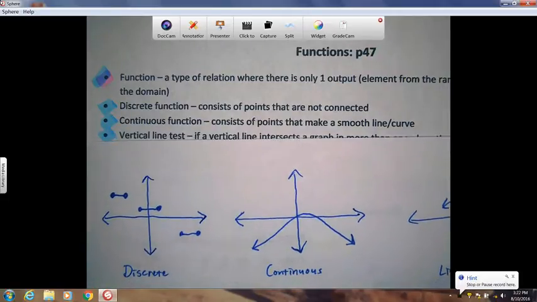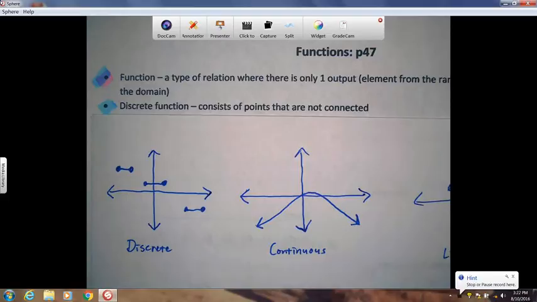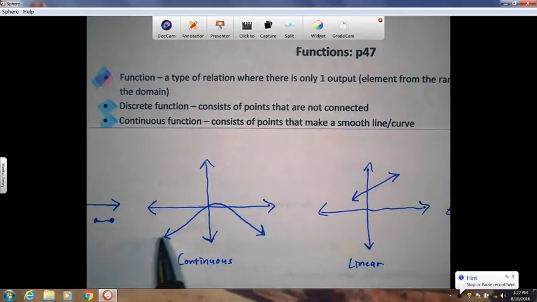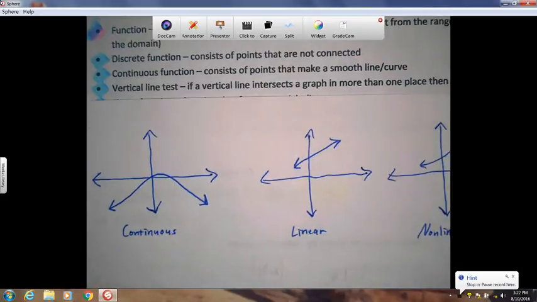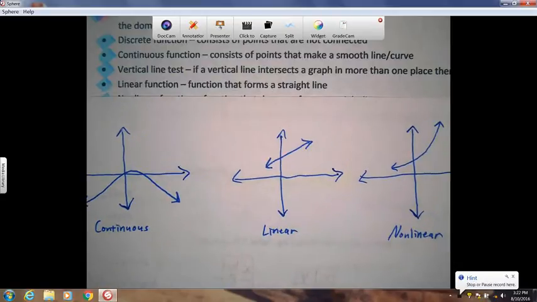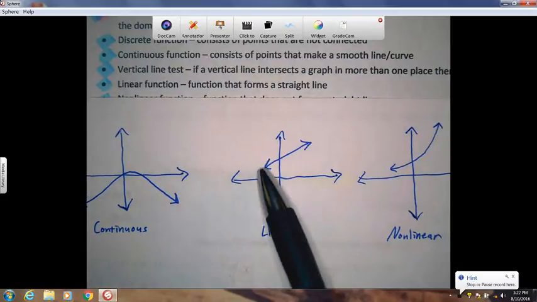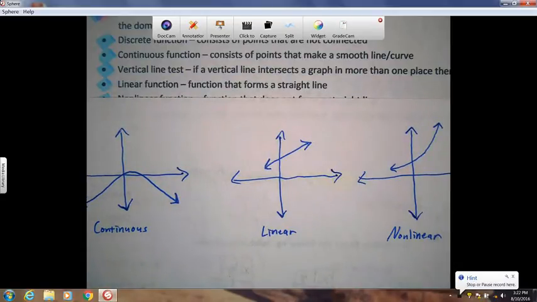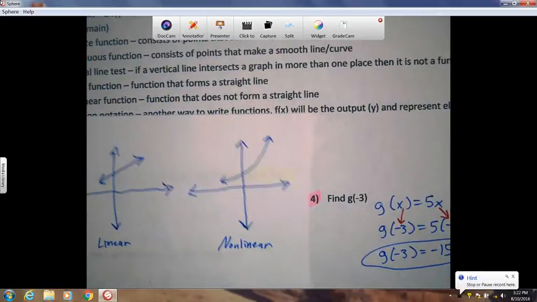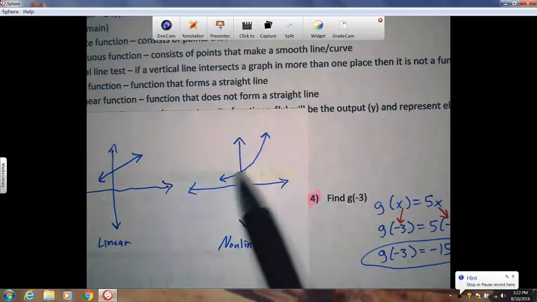Here's a discrete function. Notice how the points are not connected. Here's a continuous function. It's connected completely. Vertical line test we'll get to in a little bit. Here's a linear function. It makes a straight line, or it would if I had drawn it straight. Nonlinear, this one curves.